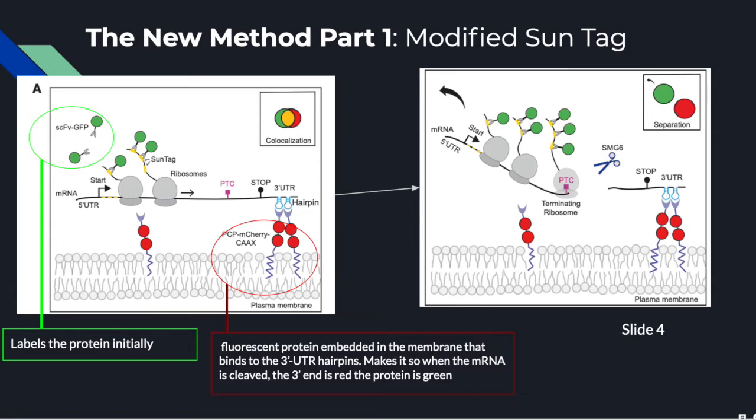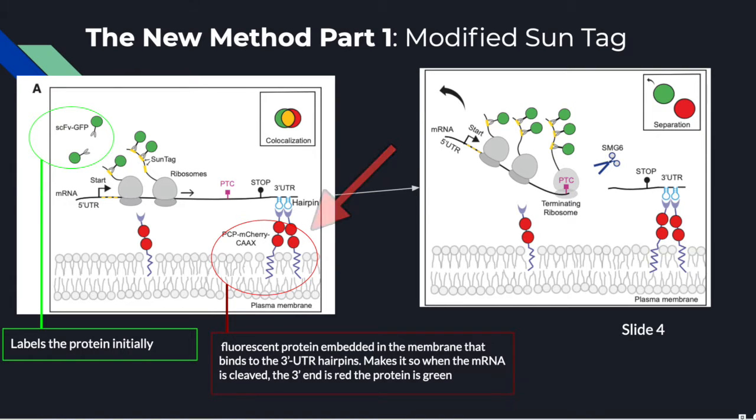When translation gets going, SUNTAG peptides recruit GFP-tagged antibodies called scFv-GFP that fluorescently label the protein. Our reporter mRNA is fluorescently labeled and tethered to the plasma membrane via PCP-mCherry-CAAX. That's the fluorescent protein embedded in the membrane that binds to the 3' UTR hairpins that the researchers introduced.